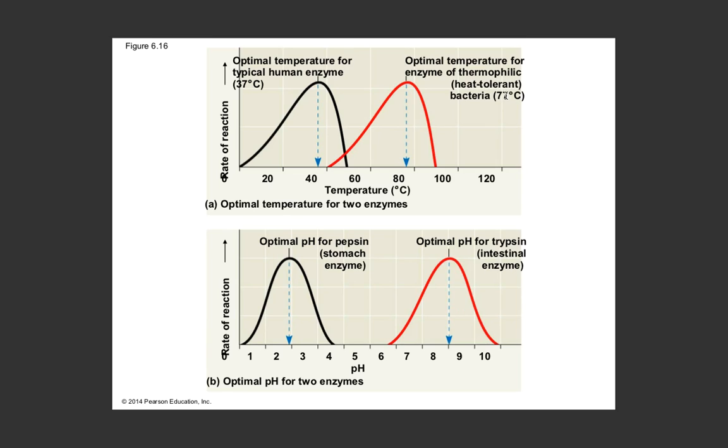And we see the same thing down in the bottom graph, but talking about pH. Of course, our pH for pepsin, which is an enzyme that functions in our stomachs, is going to be different than it would be for trypsin, which is an intestinal enzyme. The stomach has a much higher acidity rating than the intestines, right? So you wouldn't expect that the same pH would be the optimal pH for the enzymes that are found in these different locations throughout the body.